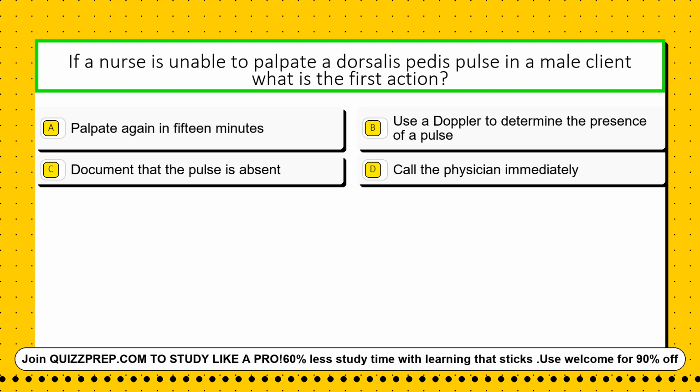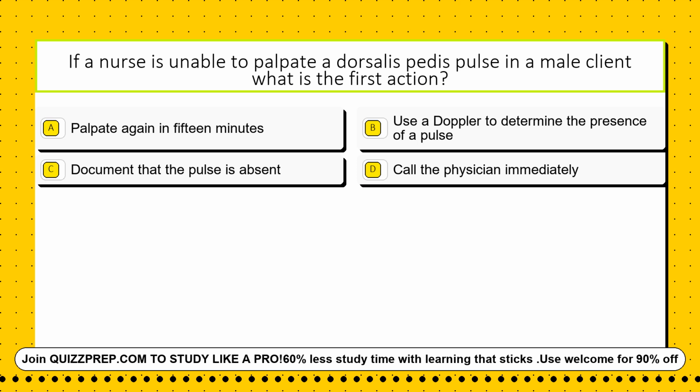Question 36. If a nurse is unable to palpate a dorsalis pedis pulse in a male client, what is the first action? Option A, palpate again in 15 minutes. Option B, use a Doppler to determine the presence of a pulse. Option C, document that the pulse is absent. Option D, call the physician immediately.